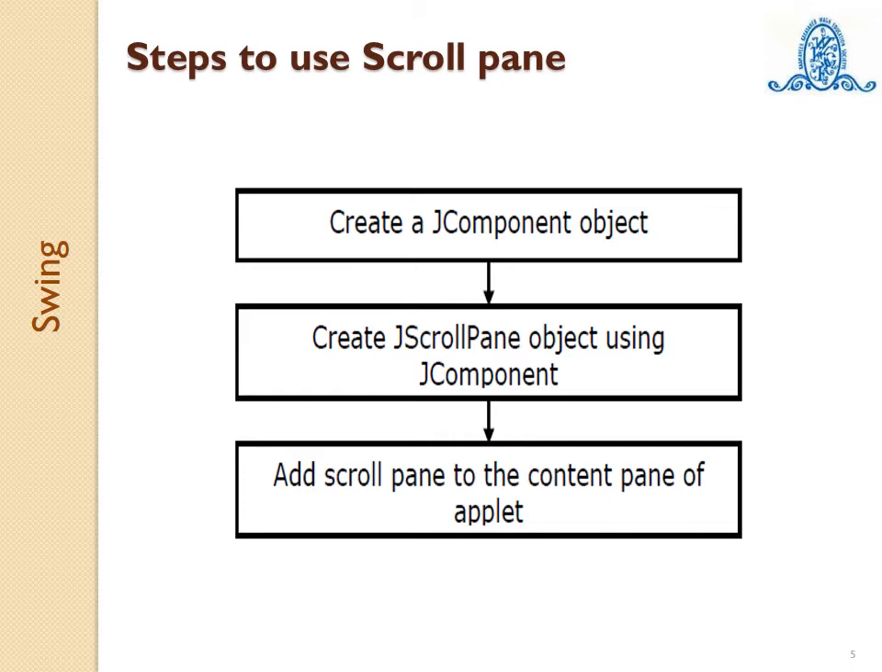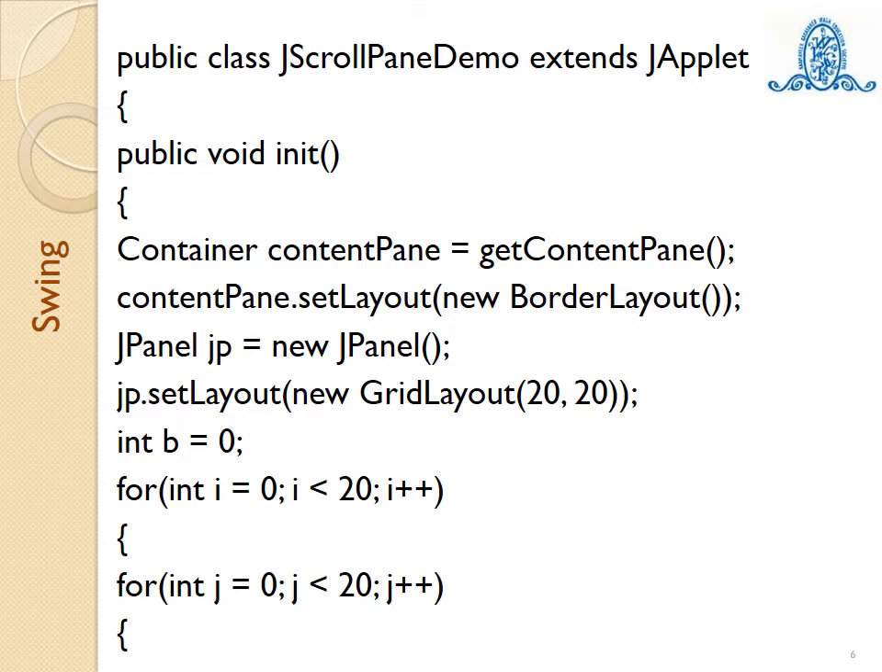Now let's see the steps to be used to add a scroll pane. First step is to create a JComponent object. So first we have to create a component, and that component will be added on a JScrollPane using a JScrollPane object. The second step is to create a JScrollPane object using the JComponent. And finally we have to add that JScrollPane object to the content pane of the applet. Now let us see the example of this JScrollPane.